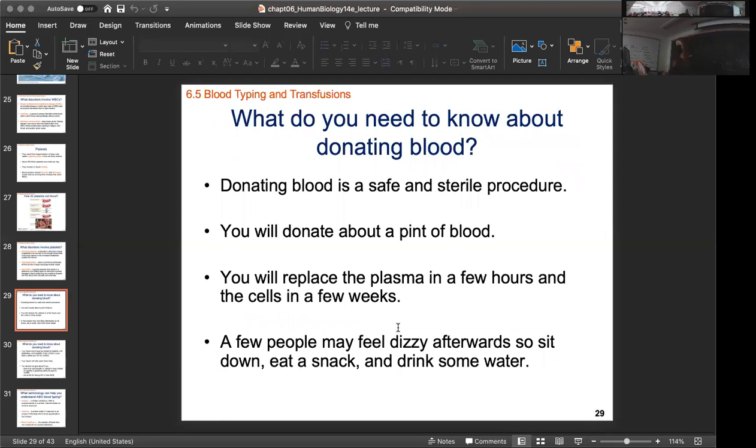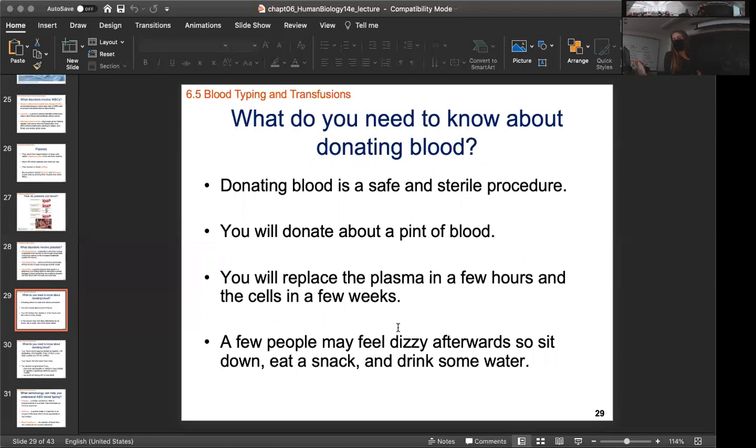The next slide is talking about donating blood. Okay, so maybe you've donated blood before, or you know somebody who has. So let's talk about what you need to know if you're interested in donating blood, or you have gone before. Donating blood is safe, and it's a sterile procedure. And you donate about a pint of blood. So this is different than just donating your plasma, because when you donate plasma, they give you your red blood cells back. When you donate blood, they take it all, the kitchen sink.